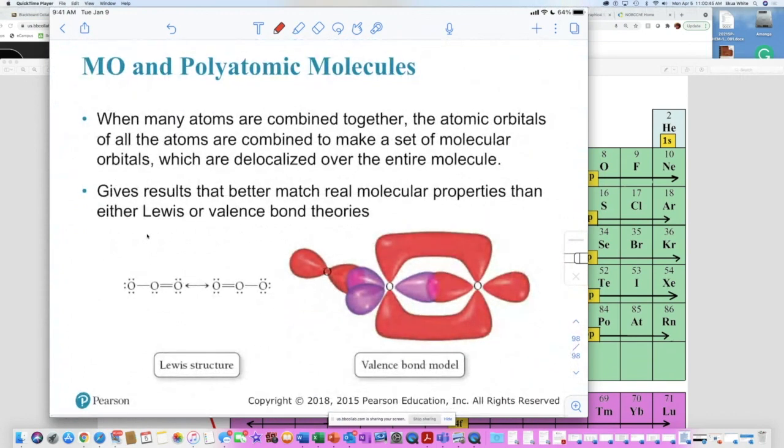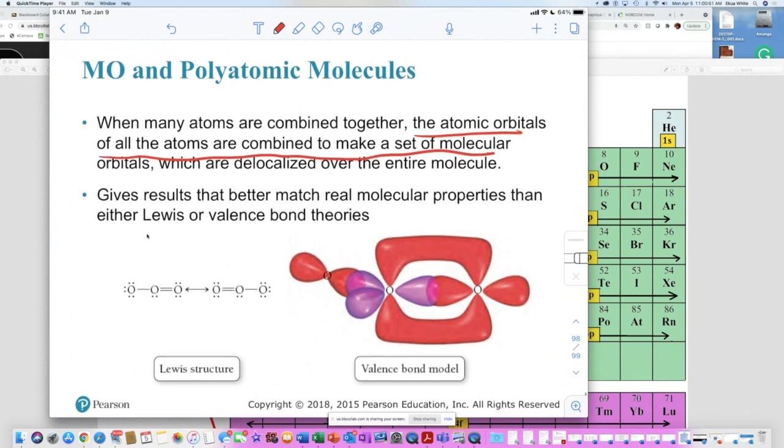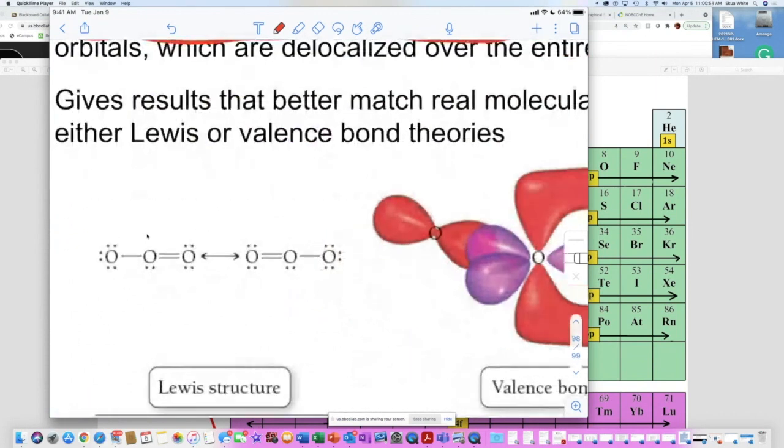When atoms are combined together, the atomic orbitals of all the atoms are combined to make a set of molecular orbitals. In other words, from Lewis's structure, what we're seeing is the double bond is localized. It stays between a specific element in the compound, or two specific elements in the compound. If we were to label this oxygen 1, 2, and 3, we can say for the left resonance structure, that's what these are called, let's call this resonance A, and this is resonance B.